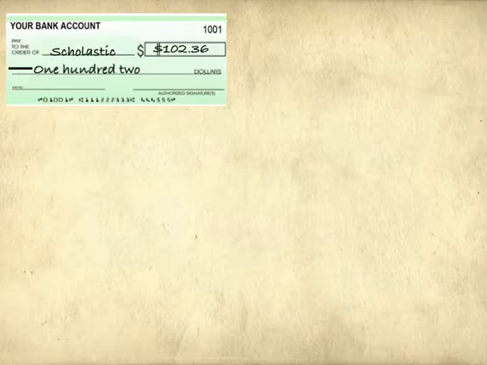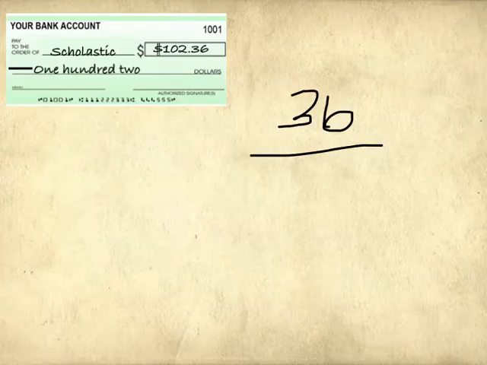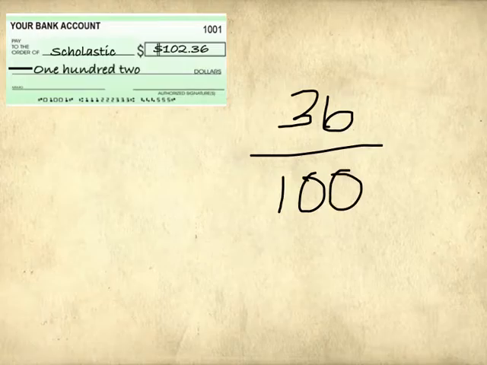So $102, now I need to indicate the cents, and the way that we do that is we write the amount, which in this case is 36 cents, over 100. And in some checks, they'll actually have the little over 100 part written for you here. This one doesn't, so I'm going to have to write it in. So there we are. 36 out of 100, because that is the fraction, there's 100 cents in a dollar. 36 out of 100 shows how many cents.